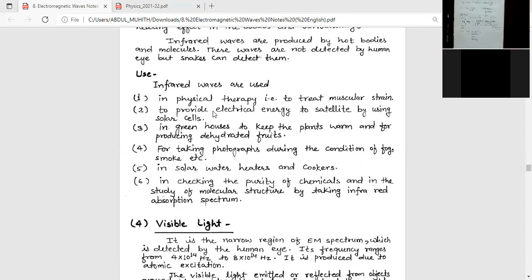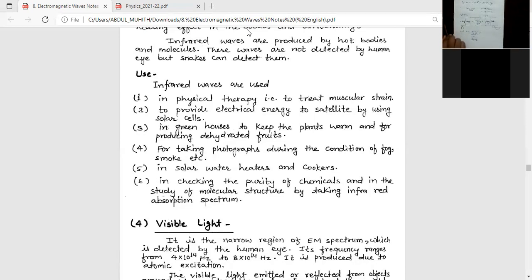Is it clear? Are you okay with the first, second, and third, meaning radio waves, microwaves, and infrared waves? Are you clear with this concept? Yes, sir. Are you clear with these three?